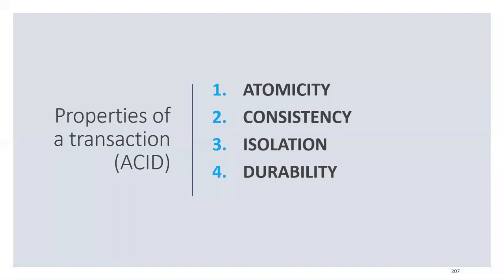Yeah, now we can see the properties of a transaction. So very important. Here, database transaction properties, simply we can say ACID properties. What is A? A for atomicity. C for consistency. I for isolation. D for durability.